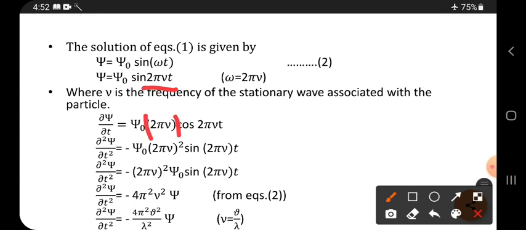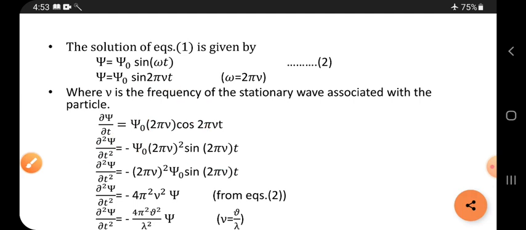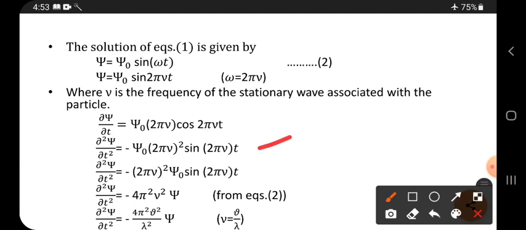Why? This is a constant quantity inside the sine. It is a multiplicative quantity, a coefficient of time, and we are differentiating with respect to time. Next, differentiate this equation again. Then dou square psi by dou t square is equal to, cos becomes minus sin 2 pi nu t. Again 2 pi nu comes outside, so it becomes (2 pi nu) whole square, and a minus term has come.